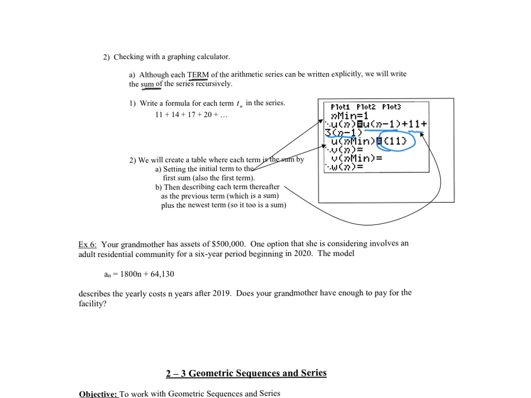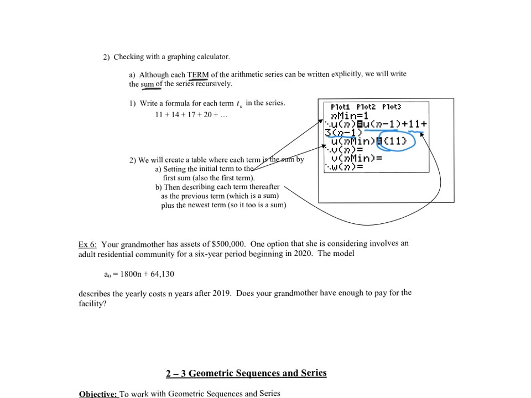Okay, last question of the day. Your grandmother has assets of $500,000. One option that she is considering involves an adult residential community for a 6-year period beginning in 2020, and the model is given by that expression. And that's describing the yearly costs for the years after 2019. And so the question is, does she have enough to pay for the facility over that 6-year period?